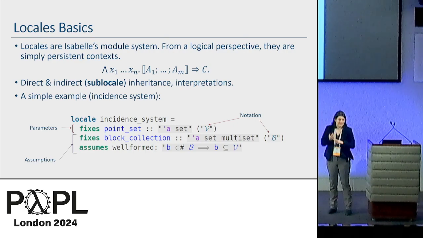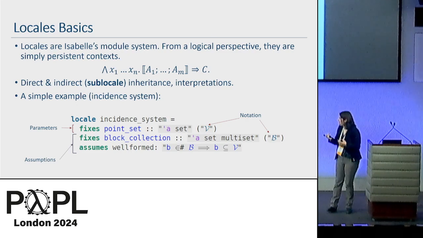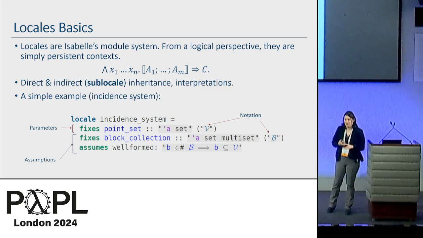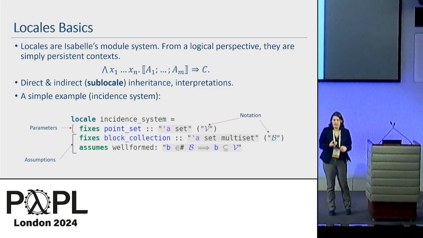So particularly what's quite powerful about locales is their inheritance. So you have both direct and indirect inheritance that you can set up, and you can also interpret an instance of a locale structure, so you can use that naturally in a proof.